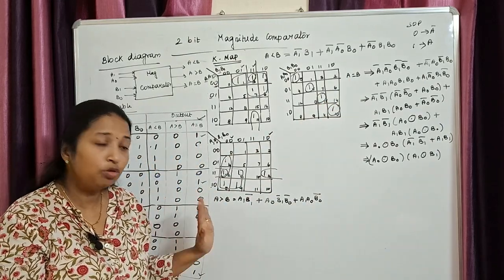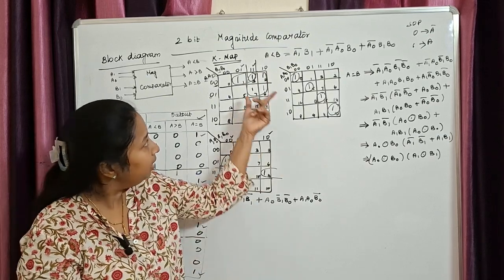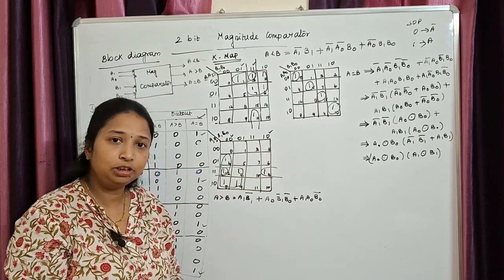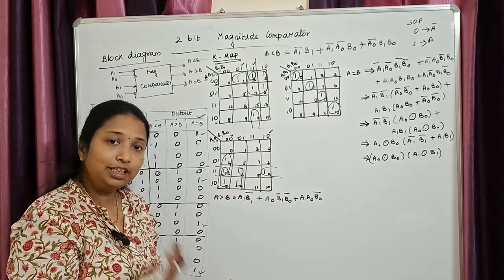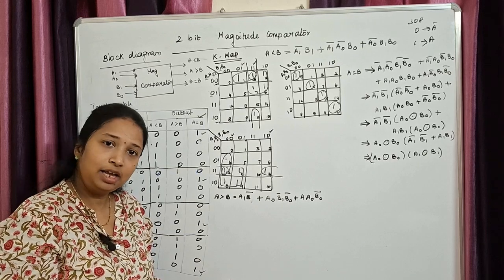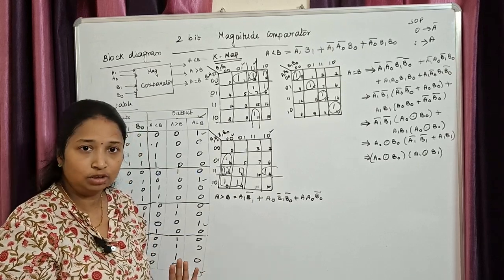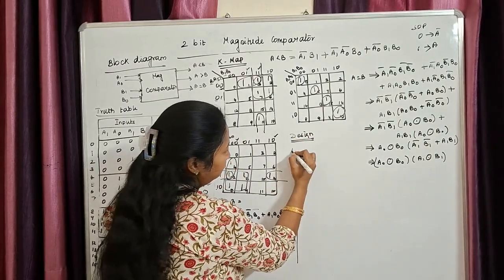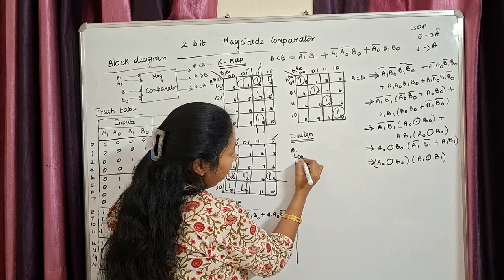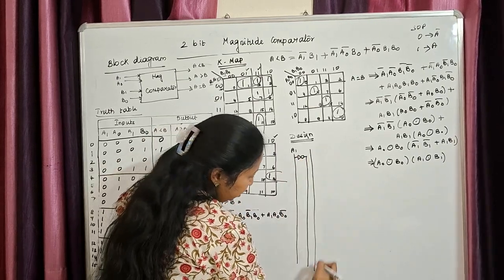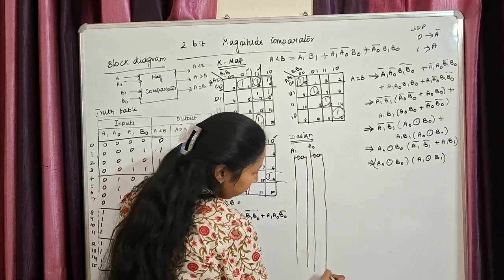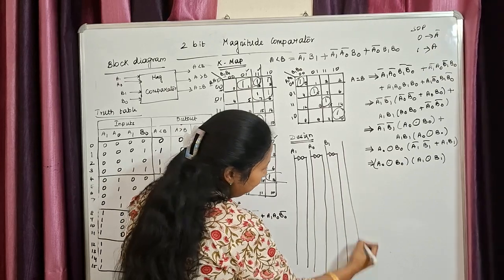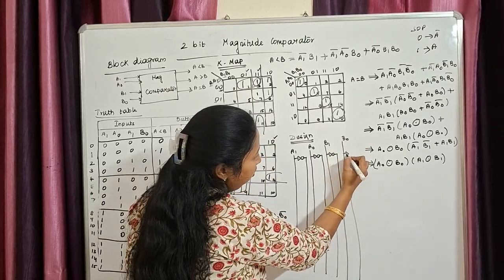Understood? Now, we have found the Boolean expression for A greater than B, A less than B and A equal to B. So, what is the final step in the design procedure after finding the Boolean expression? You have to design the circuit using logic gates. Clear? Now, let's see how to design the circuit using logic gates. Take all your inputs. Let this be A1 and the complement of it. I'm going to take A0 and complement of it, B1 and complement of it, and B0 and complement of it.